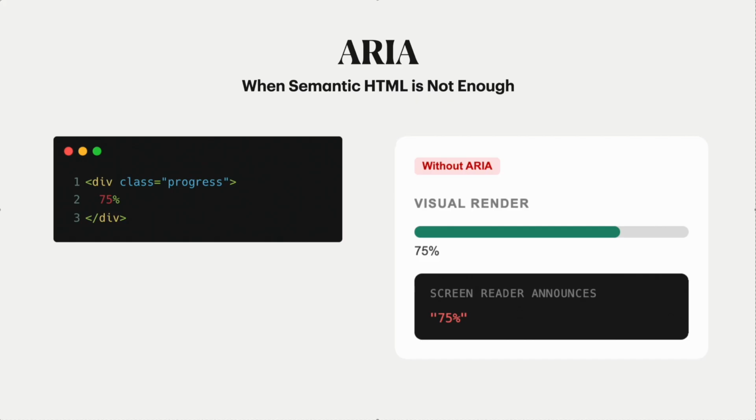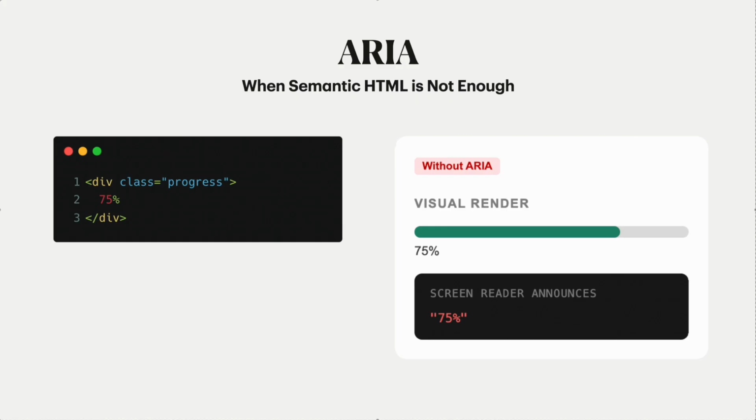To understand why ARIA exists, let's look at a concrete example. Here, we have a progress bar built using a plain div. To a sighted user, it looks completely fine. There's a bar and it shows 75%. The visual is clear. But look at what a screen reader gets from this, just "75%." No context. It's just a percentage. 75% of what? A label, a score? The screen reader has no idea that it's looking at a progress bar because a div carries no semantic meaning on its own.